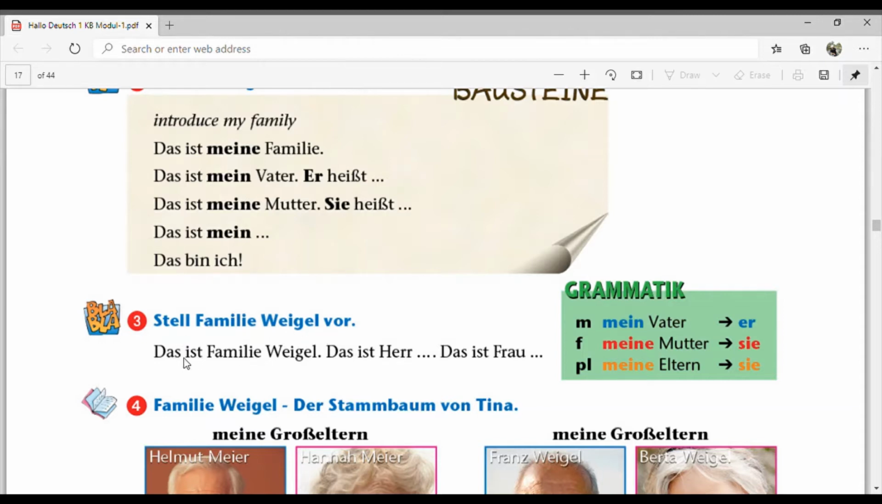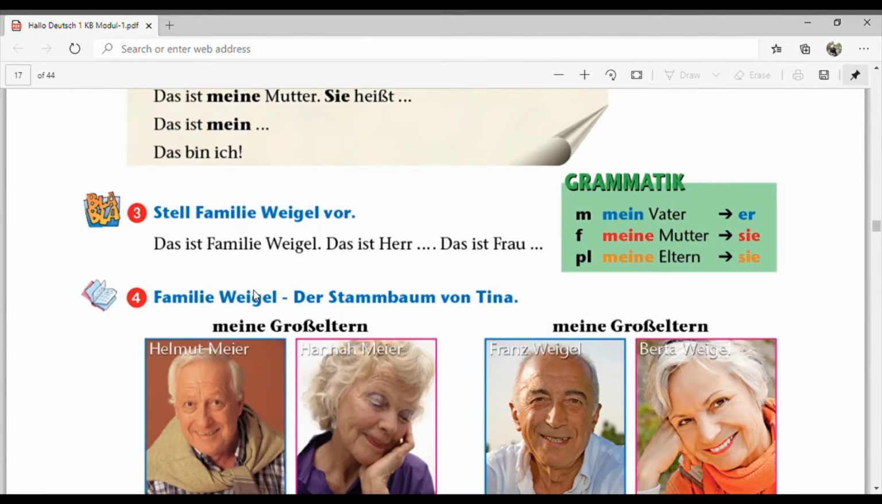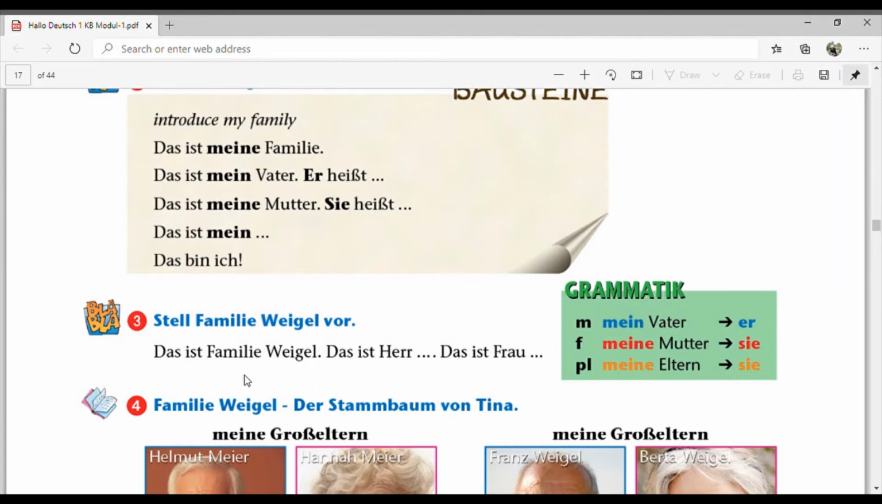Okay. So das ist Familie Weigel. Das ist Herr. So Herr is Mr. So das ist Herr Peter. Das ist Frau Weigel. Or we can say das ist Herr Peter Weigel. Das ist Frau Renate Weigel. And we can say das ist Stefan und das ist Tina.